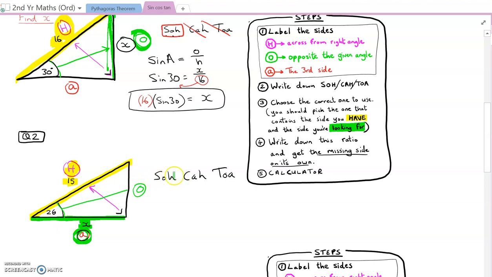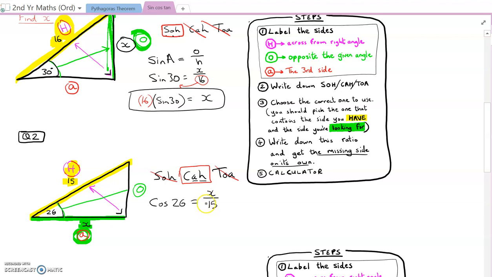Which one of these has A and H in it? A and H. No, that's O and H. Here we go. That's O and A. That's gone. So we're using cos this time. So the cos of 26 is equal to x over 15. You want to pause the video and finish it off for me.